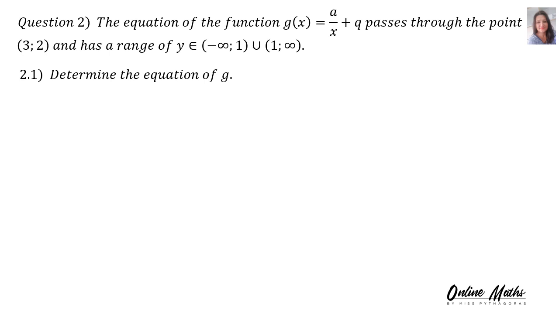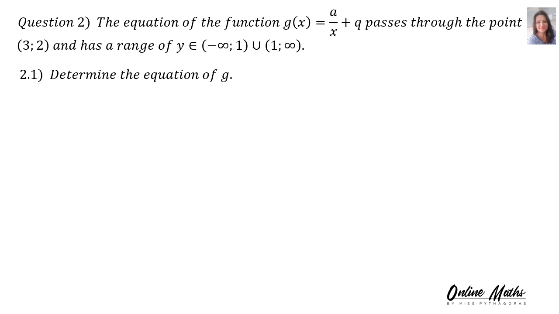Question 2. The equation of the function g of x is equal to a over x plus q passes through the point (3, 2) and has a range of y is an element of minus infinity up to 1 and then after 1 up to infinity. 2.1. Determine the equation of g.